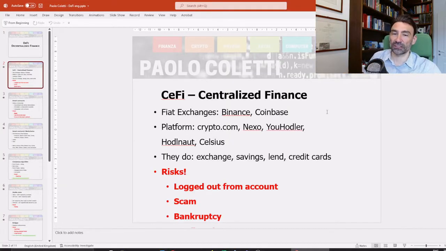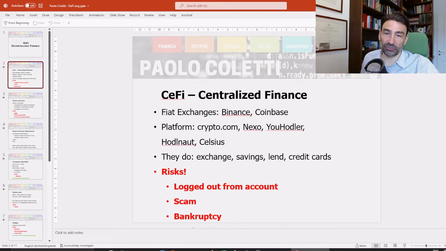Okay, first of all, we must talk about centralized finance. So, exactly the opposite. What is centralized finance? Centralized finance are websites owned by companies, which are basically financial intermediaries in the crypto world. So, financial intermediaries in the crypto world, but which are specifically owned by companies, or even individuals, but most of them by companies. The typical examples are the fiat exchanges.